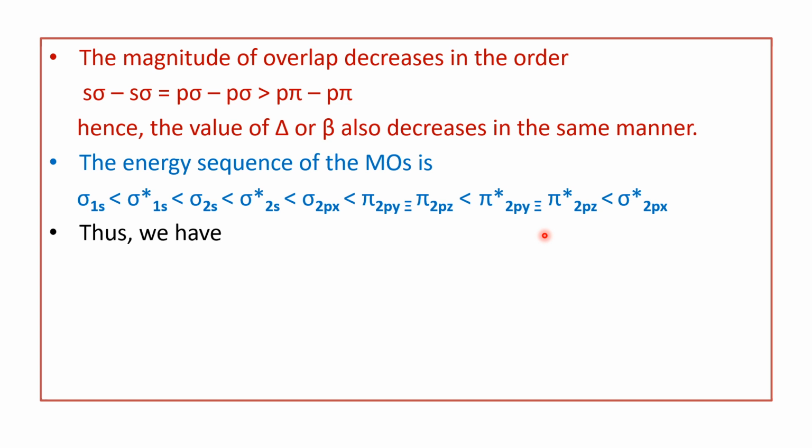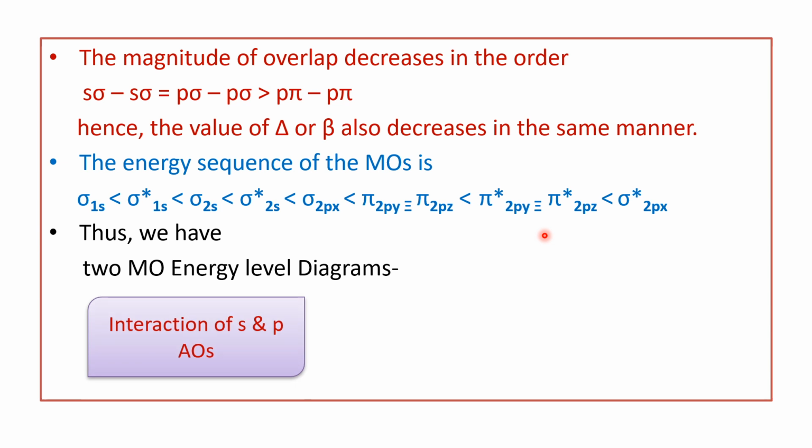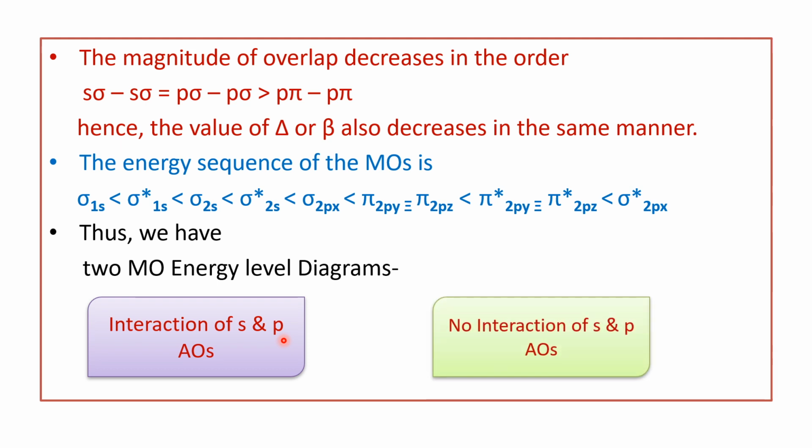So we can say that there are two MO energy level diagrams. The first diagram is when we have the interaction of the S and the P atomic orbitals, whereas the second diagram or the second figure is when we have no interaction of the S and the P atomic orbitals. So we have two figures or two diagrams.